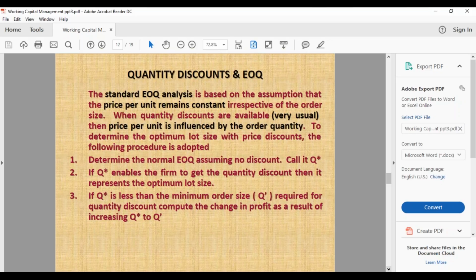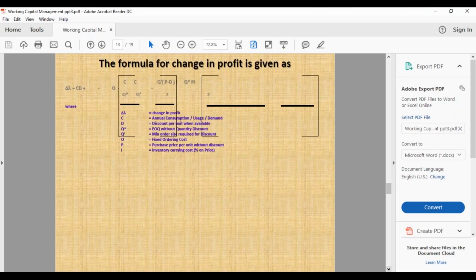When you are placing an order, your suppliers can have a contractual obligation with you, like you have to place this minimum amount of order to be able to get the discount, to be able to get the minimum cost. So there will be a change in profit because you are ordering more to get the prices down. So you compute it accordingly.